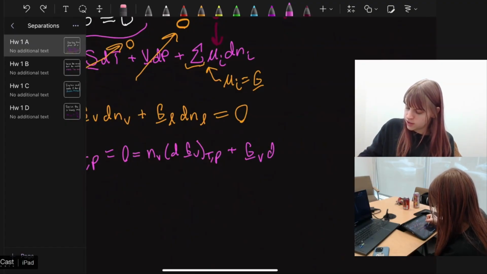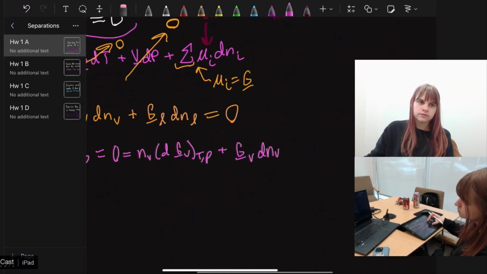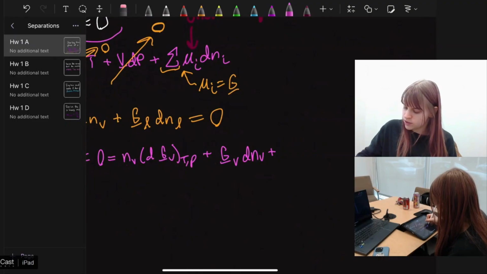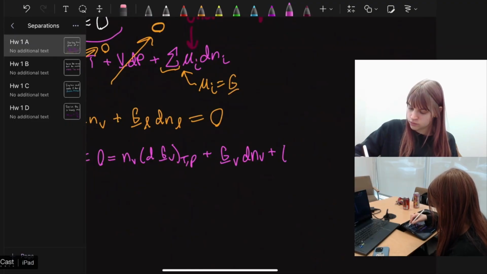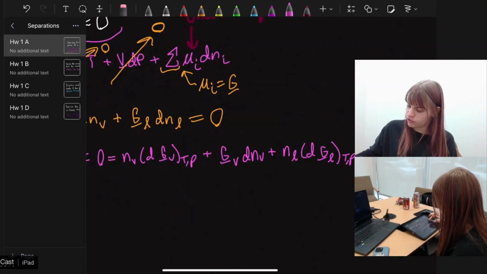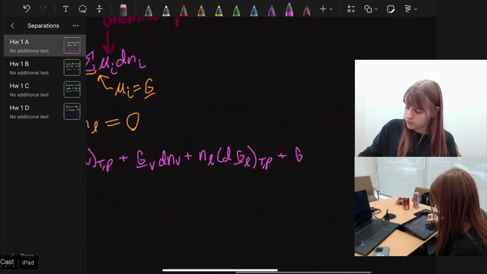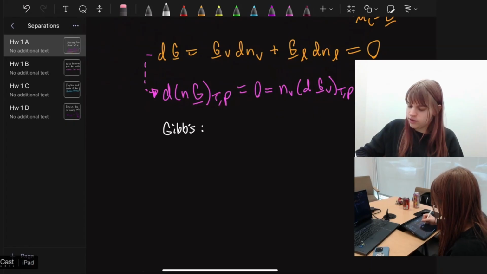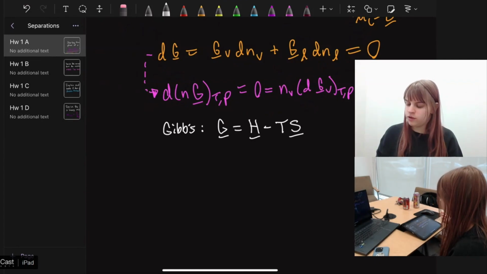times dN_V. Then we need to do the same thing for the liquid phase, so plus the moles in the liquid phase times dG_L, constant temperature and pressure, plus the Gibbs free energy in the liquid phase times the change in moles of the liquid phase. So one of our basic thermodynamic equations that we know is that the Gibbs free energy is equal to the enthalpy minus temperature times entropy.